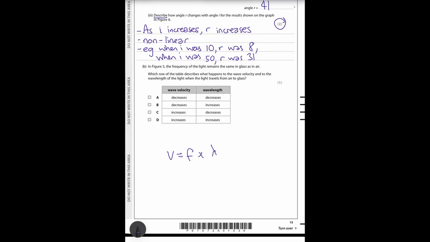I know that frequency always has to stay the same. It tells me that in the question anyway, but that's just something I'm expected to know. So even if it didn't tell me in the real exam, I've just got to know that whatever a wave does, the frequency is always the same.